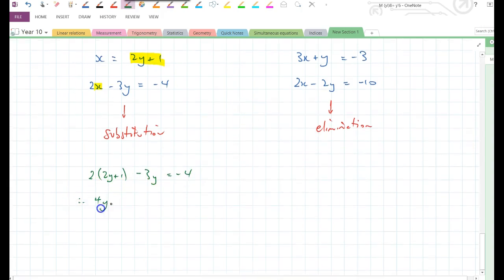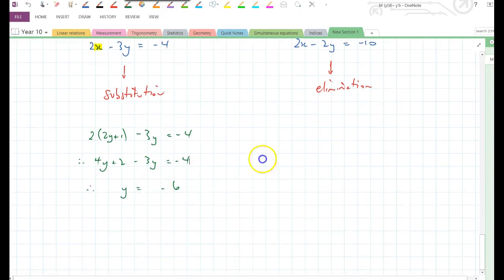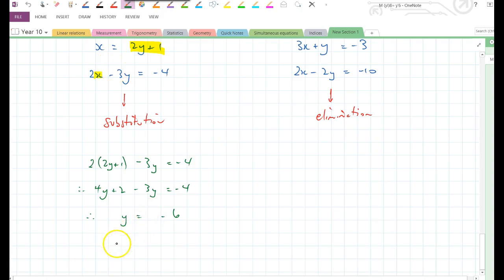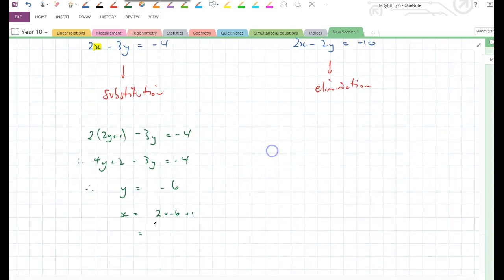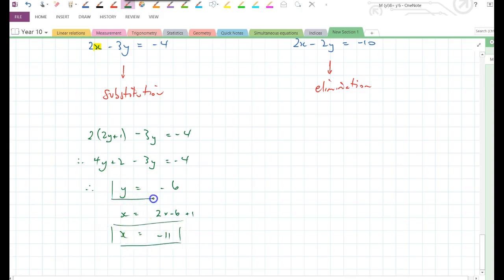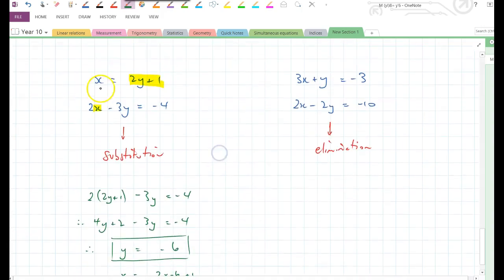So therefore 4y, we just go ahead and complete this. 4y minus 3y is y equals minus 4 minus 2, which is minus 6. So y equals minus 6, and then of course we need to find x. So x equals 2y plus 1, 2 times minus 6 plus 1, which is equal to minus 12 plus 1, which is minus 11. So x will equal minus 11. Make your solution really clear as well. y equals minus 6.